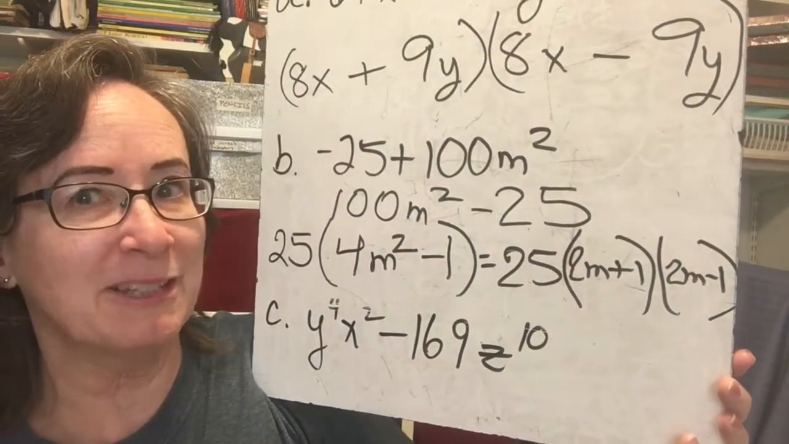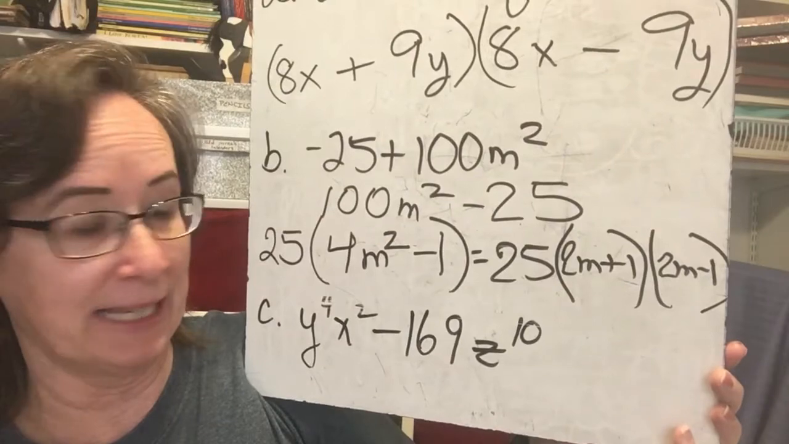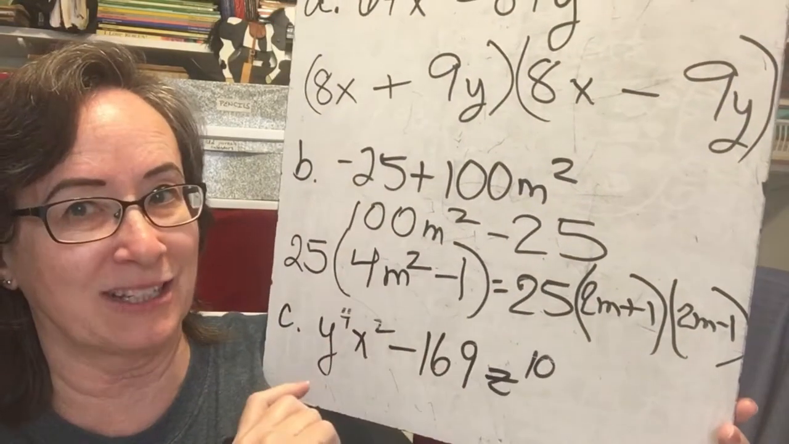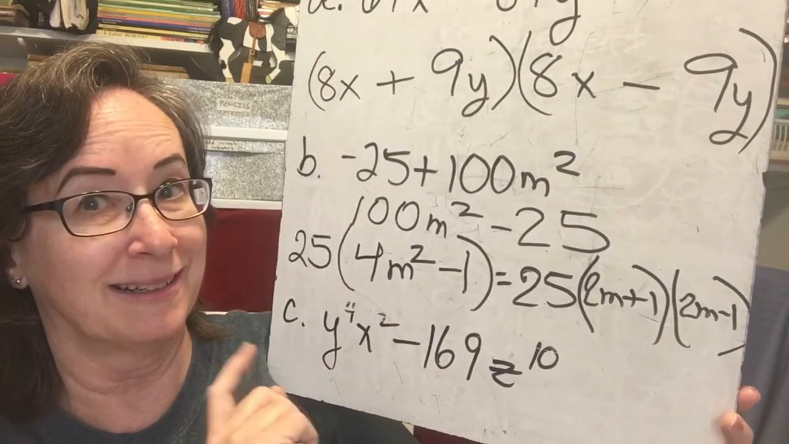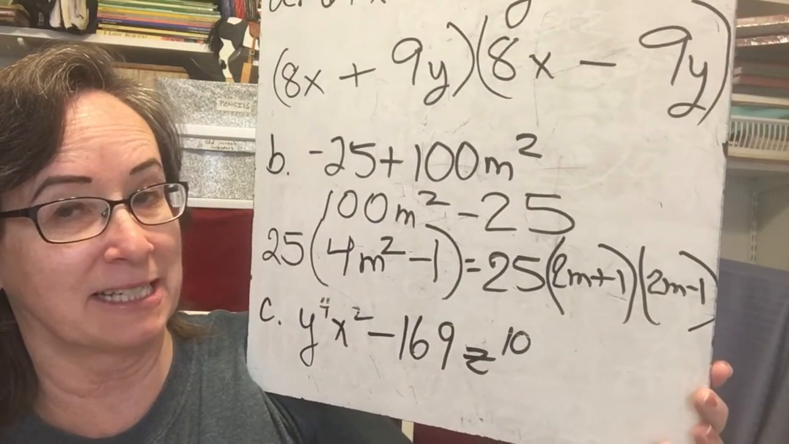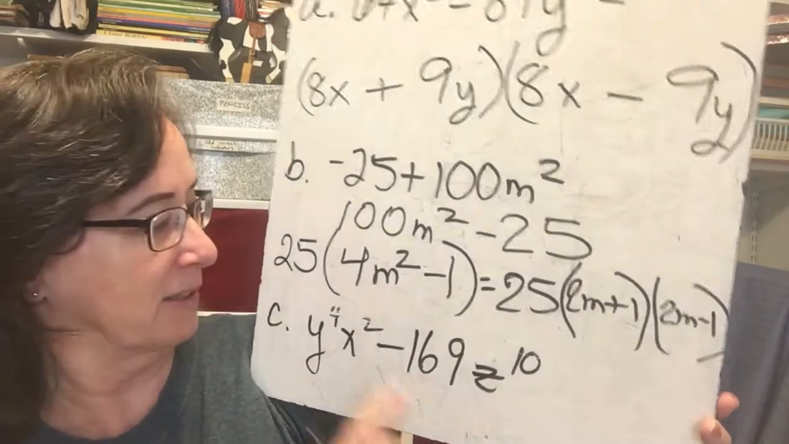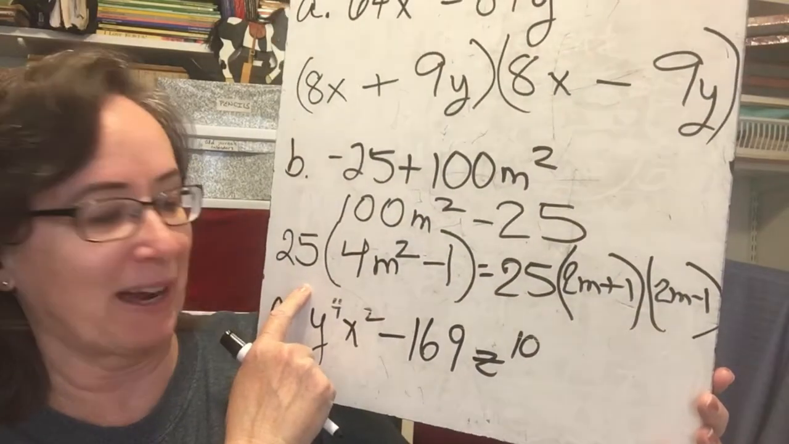We should always factor completely. And if I had a 10m minus 5, that factor has a factor in it. And I would lose some points, right? I would not have totally factored. So pull out your greatest common factor first.